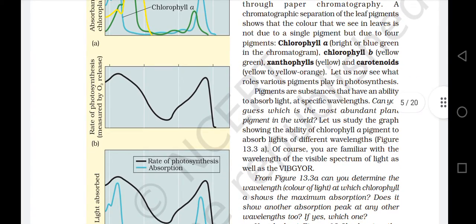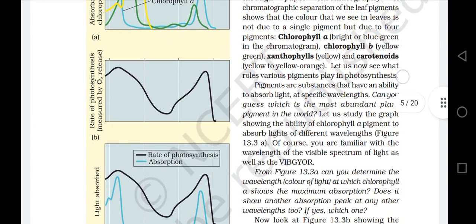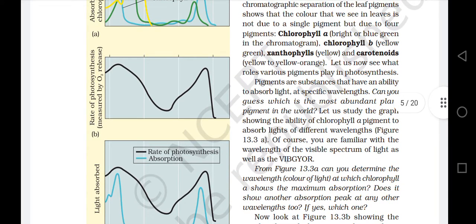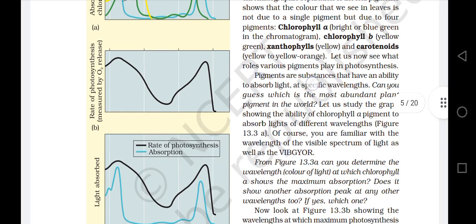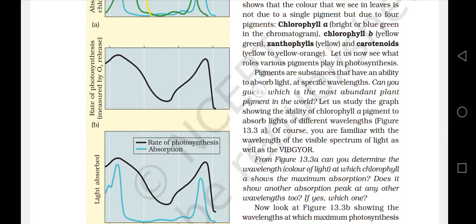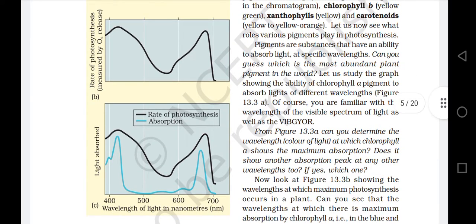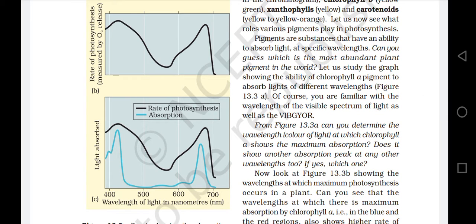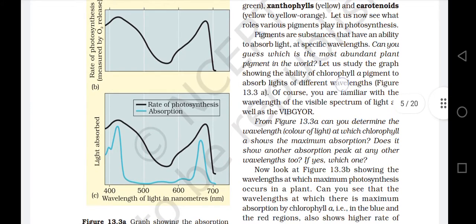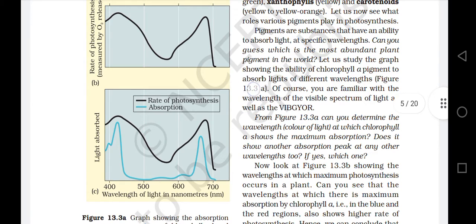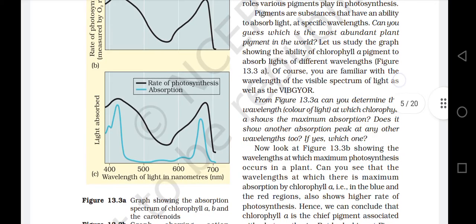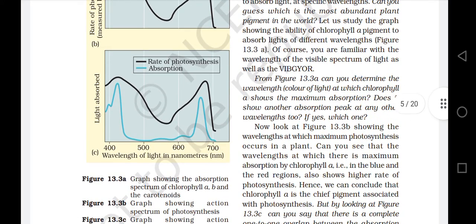Let us now see what roles various pigments play in photosynthesis. Pigments are substances that have an ability to absorb light at specific wavelengths. Can you guess which is the most abundant plant pigment in the world? Let us study the graph showing the ability of chlorophyll a pigment to absorb light at different wavelengths, Figure 13.3a. Of course, you are familiar with the wavelengths of the visible spectrum of light as well as the VIBGYOR.